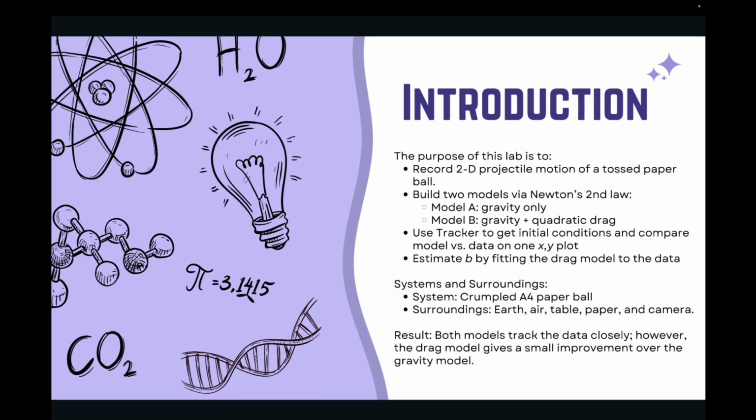The purpose of this lab is to record 2D projectile motion of a tossed paper ball and build two models via Newton's second law: the first with gravity only as the force acting on the ball, and the second with gravity and air drag. Use the tracker data to get initial conditions, compare model versus data on one trajectory plot in Excel, and estimate the drag coefficient B by fitting the drag model to the data.